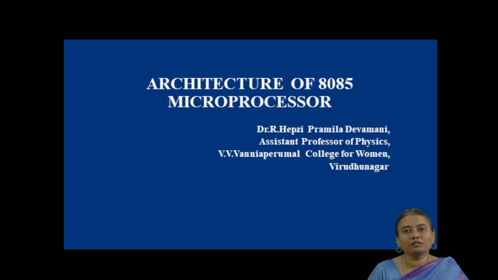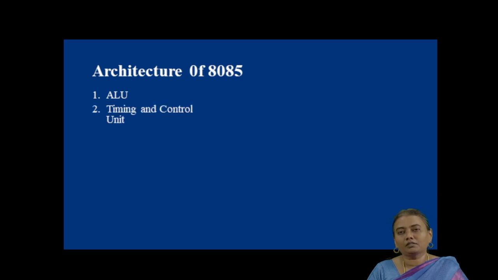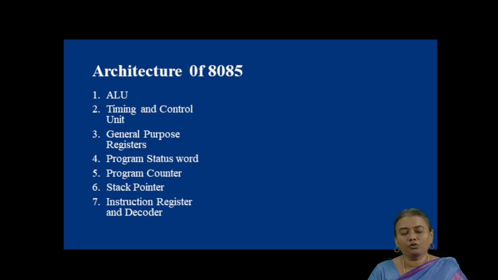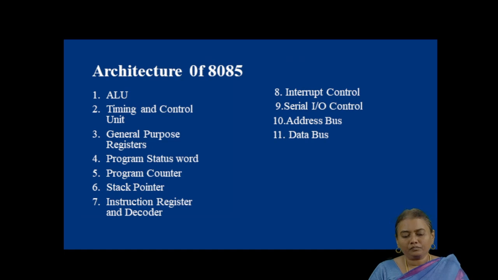We are going to see the architecture of 8085 microprocessor. This diagram shows the architecture of 8085 microprocessor. And this one consists of ALU, that is Arithmetic Logic Unit, Timing and Control Unit, General Purpose Registers, Program Status Word, Program Counter, Stack Pointer, Instruction Register and Decoder, Interrupt Control, Serial I/O Control, Address Bus and Data Bus. We are going to see one by one.